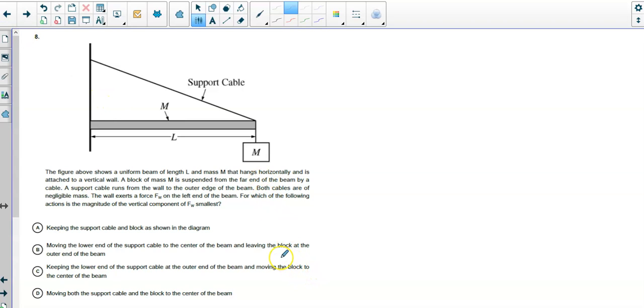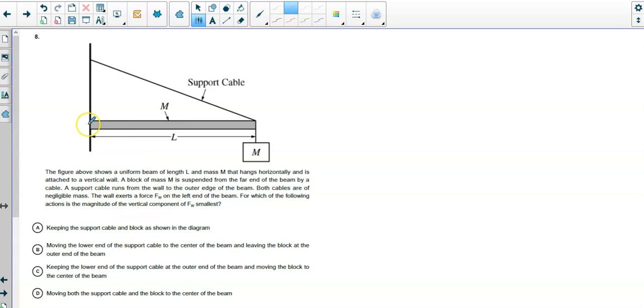Figure above shows a uniform beam of length L and mass M that hangs horizontally and is attached to a vertical wall. A block of mass M, all same mass I assume, is suspended from the bar at the far end of the beam by a cable. A support cable runs from the wall to the outer edge of the beam. Both cables are of negligible mass. The wall exerts a force Fw on the left end of the beam. For which of the following actions is the magnitude of the vertical component of Fw the smallest?